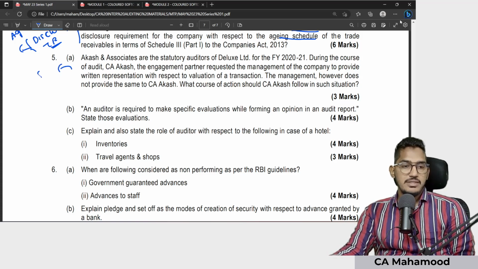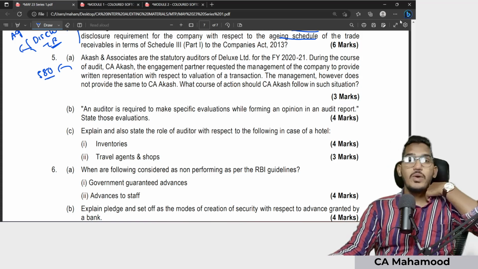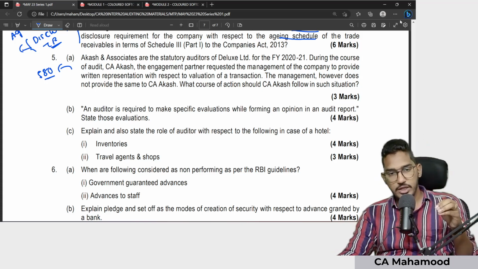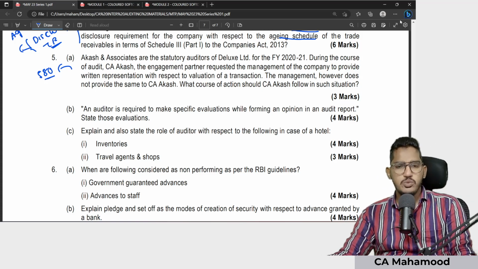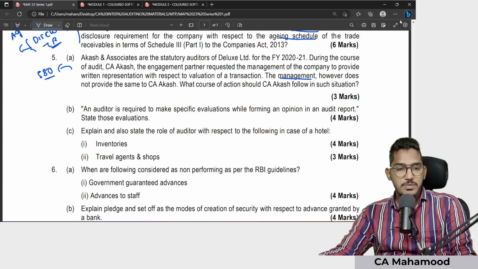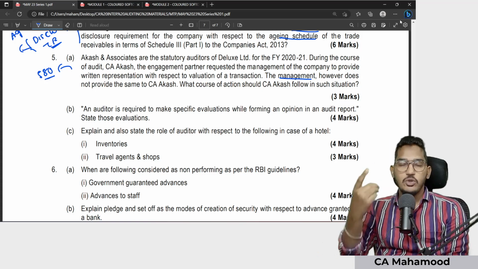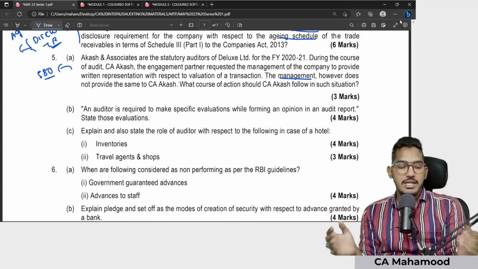So this question is from SA 580. So in the SA 580 also, they are specifically asking management's refusal to provide the written representation. There will be a paragraph in SA 580 what auditor should do if the management refuses to give the written representation. That's what the question. So they are saying the management does not provide the same. What they did not provide? They did not provide requested written representation to auditor. What he should do? SA 580 says what you have to do.